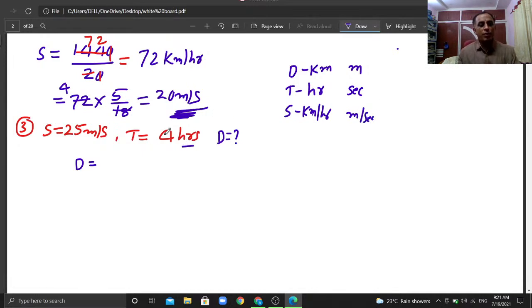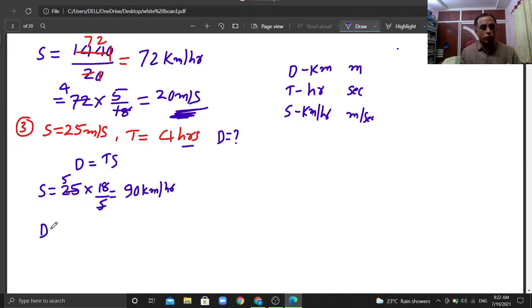So now time is there in hours. So convert the speed from meter per second to kilometer per hour. Speed is equal to 25 meter per second. How to convert the speed from meter per second to kilometer per hour? Multiply with 18 by 5. 5 fives are 25. So now what is 5 into 18? It is 90. So speed is equal to 90 kilometer per hour.